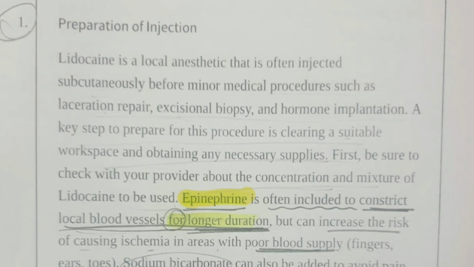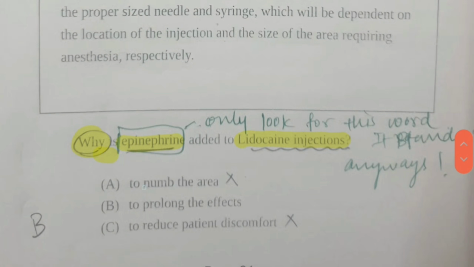Okay, yeah, I got it here. So epinephrine is, and then you read around it, often included to constrict local blood vessels for longer duration, but can increase the risk of causing ischemia in areas with poor blood supply. Okay, let's read the options. Is it to numb the area? Well, you can apply your own medical knowledge as well. No, I don't think so. Epinephrine has never been used to numb the area. Okay, the next is to prolong the effects or to reduce patient discomfort.